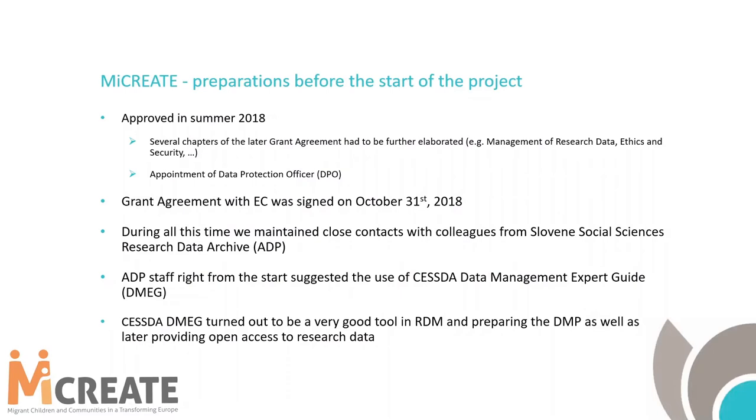Okay, let's go into the chronology of our project. The project was approved in summer 2018, and this is always sort of a mixed phase when you get your project approved. Hooray, we got the project, we have the money, okay, we have to start working, and we have to start working hard. So it's a mixed feeling always. And even before everything started, you get approved, but you didn't sign the grant agreement yet. You have to start working, you have to collect the team, you have to put things together. Several chapters of the later signed grant agreement have to be prepared in advance. So you have to have a lot of things ready even before the actual signing of the agreement.